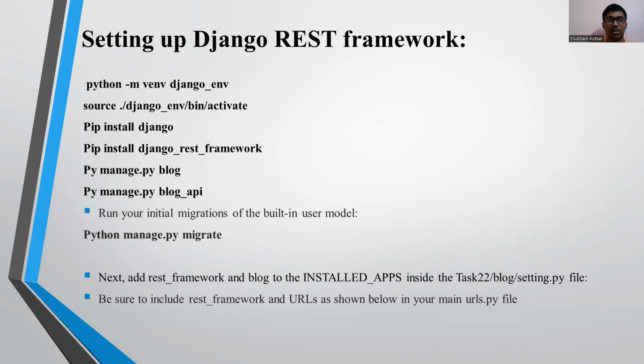Now we'll see how to set up the Django REST framework. First, I have installed Django and Django REST framework, and by using the command python manage.py, I have created the REST framework project. Then after that, I have run the initial migrations for the built-in user model. Then I have added the REST framework to the installed apps in the settings.py file, and then also configured the URLs in the main URLs file.